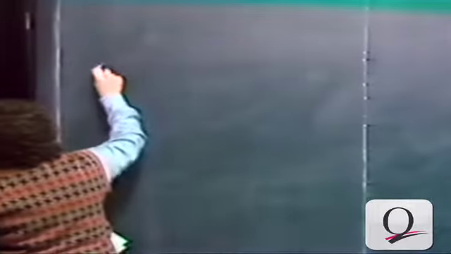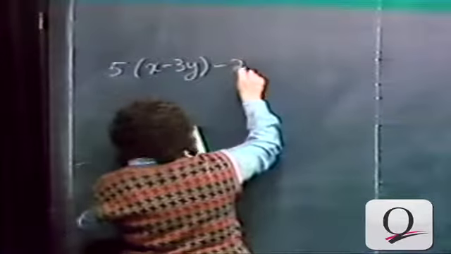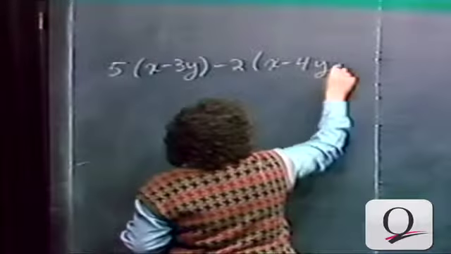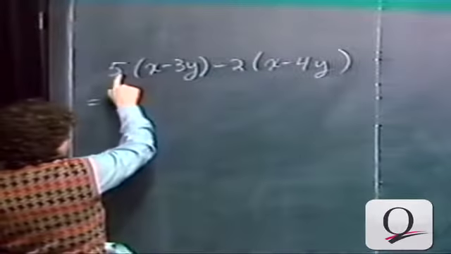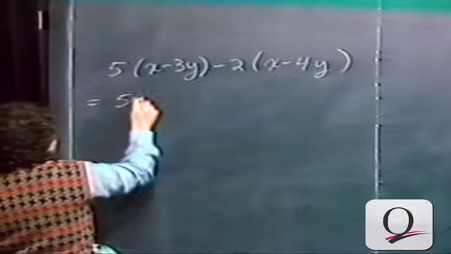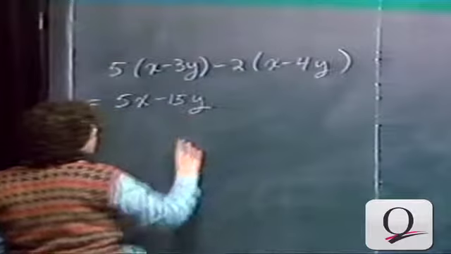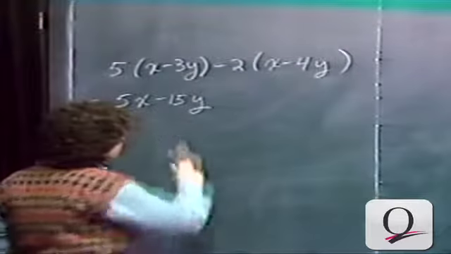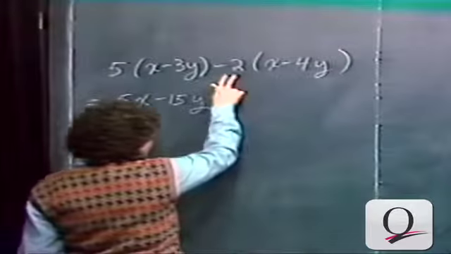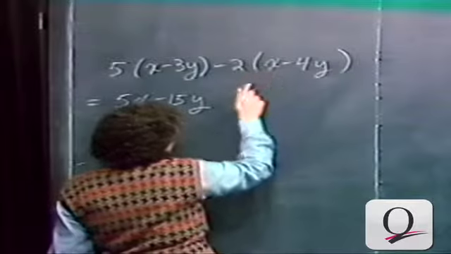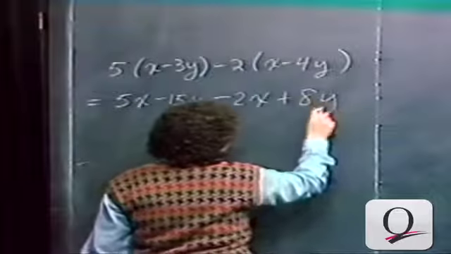All right. How about 5 times x minus 3y minus 2 times x minus 4y? We'll distribute the 5 through the first parentheses, 5x, and then 5 times the minus 3y, minus 15y. Here, think of this as adding a minus 2, which is to be distributed through the second parentheses. So we are distributing the minus 2 through the parentheses, minus 2 times the x, minus 2 times the minus 4y is plus 8y.